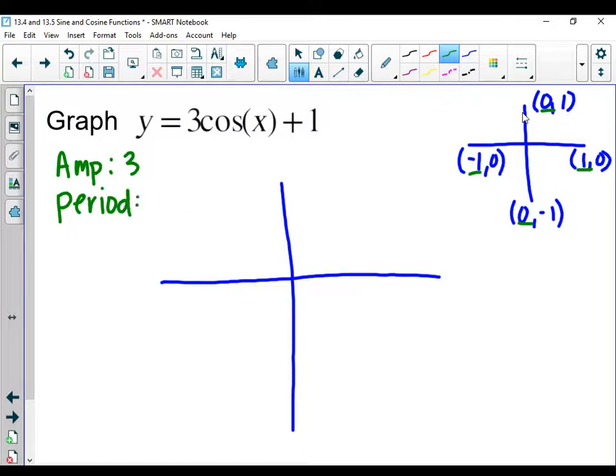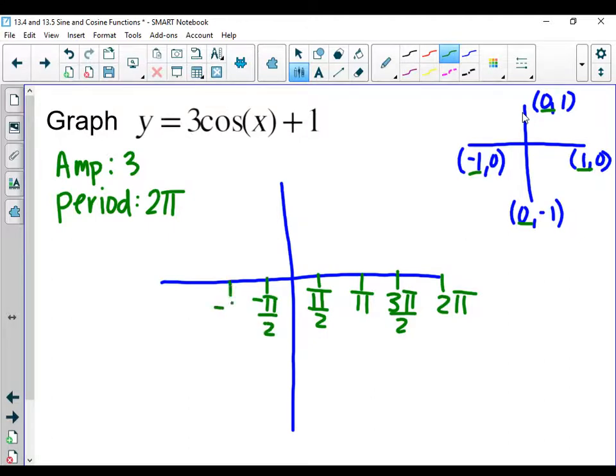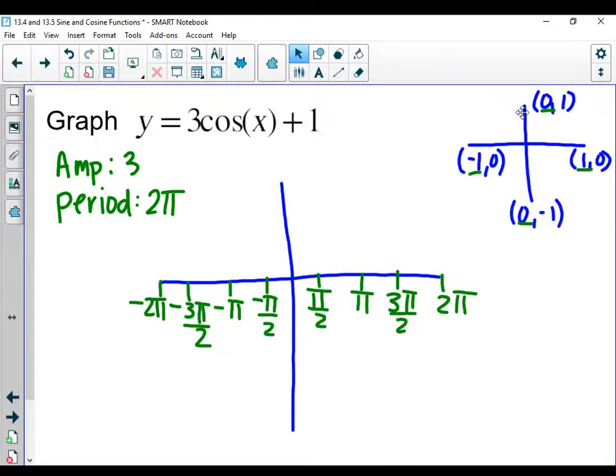The period is still 2 pi. So I'm still going to fill this out as pi over 2, pi, 3 pi over 2. That didn't change. If the period of the function doesn't change, and we're not really in the world of phase shifts just yet, you're just going to keep your x-axis the same, okay? You're going to get to a point where you can have no period change, but you can shift the graph left and right, so then that does change your x-axis, okay?